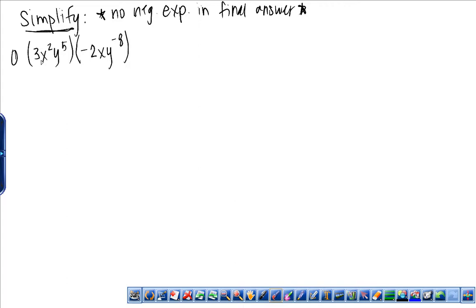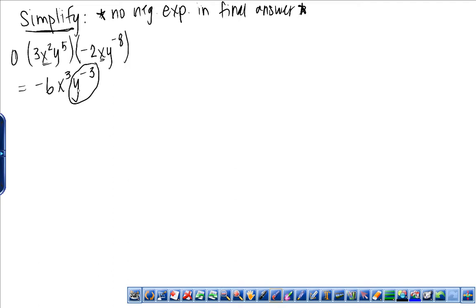So the first thing I would do is multiply my coefficients. So 3 times negative 2 would give me a negative 6. Take my x values and multiply them. So that would give me x with an exponent of 1, so that would be x to the 3rd. Take my y values, go ahead and multiply those. So that means you're adding your exponents. So 5 and a negative 8 gives me a negative 3. But it says no negative exponents. This is the only thing that's negative here. I know this is a negative coefficient, but that doesn't matter.